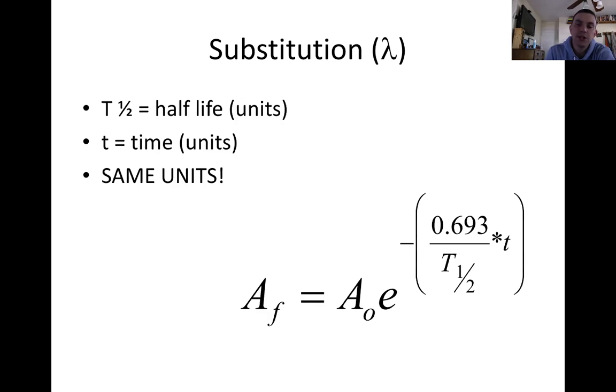One easy place to get tripped up here is that you have to make sure that your half-life and your time of interest are in the same units. It's very easy to have a half-life that's in days, but you're looking for how much decay happened after a year or after a week or after a month. So you have to make sure, down to seconds, minutes, hours, days, that they are in the same unit, or else you will get an incorrect answer.